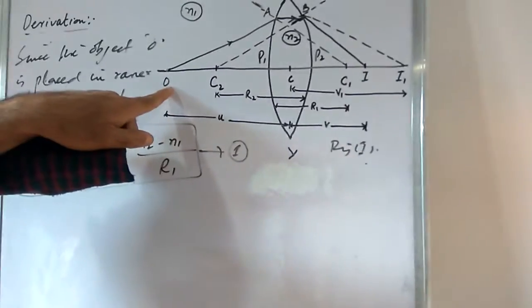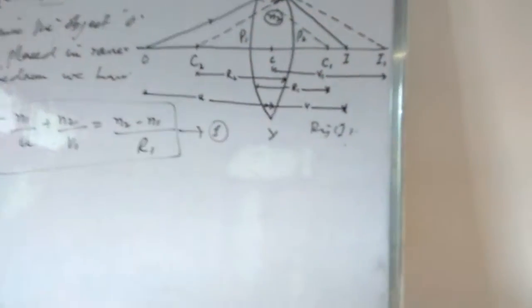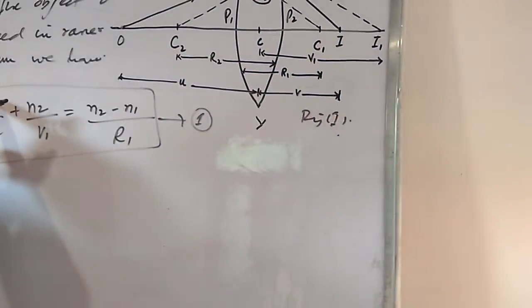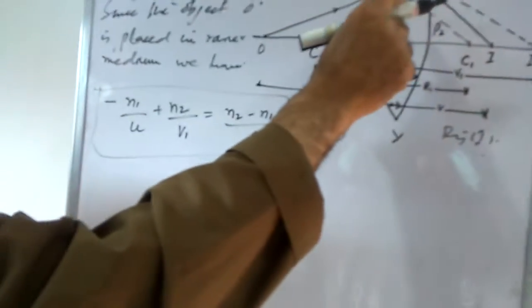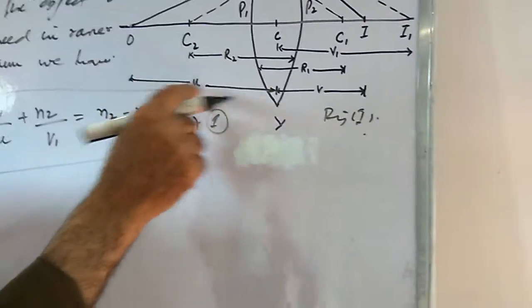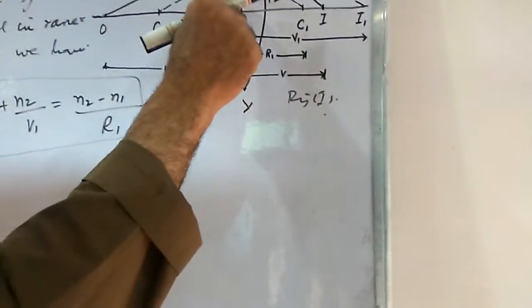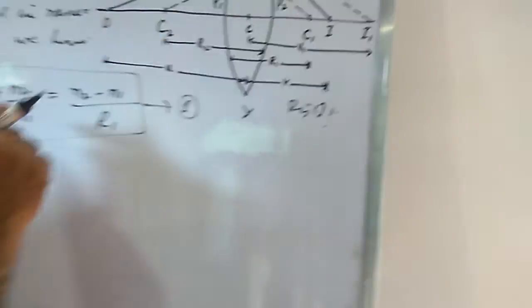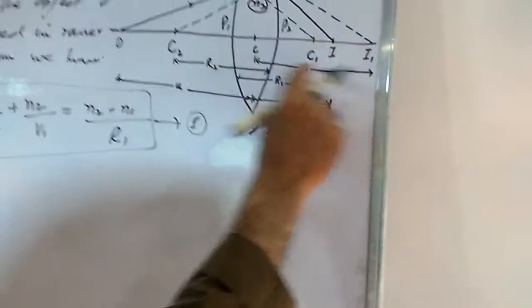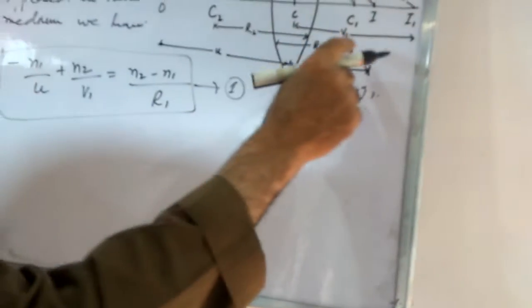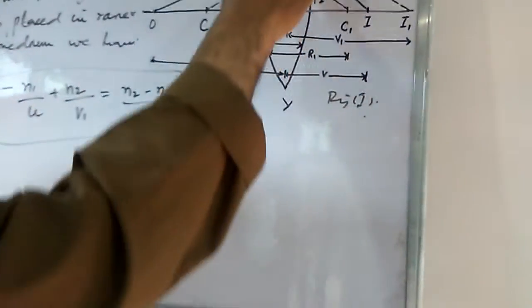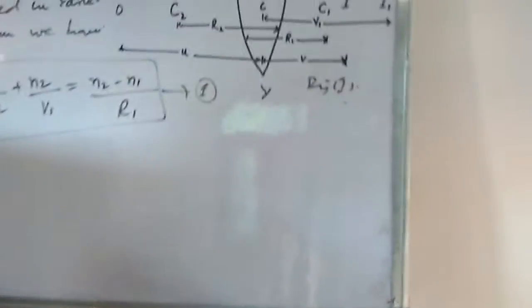Why this equation? Because the object lies in the rarer medium and the image is formed in the denser medium. N1 is the refractive index of the medium in which the lens is placed, u is the object distance, N2 is the refractive index of the material of the lens, and v1 is the image distance. R1 is the radius of curvature of the surface XP1Y.